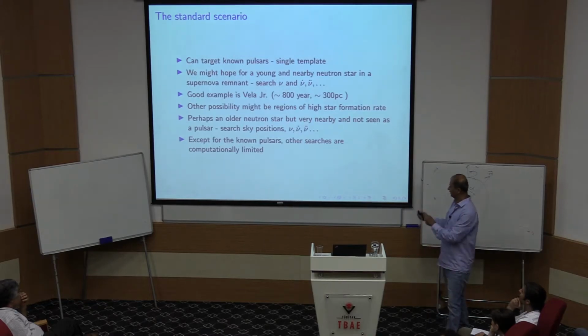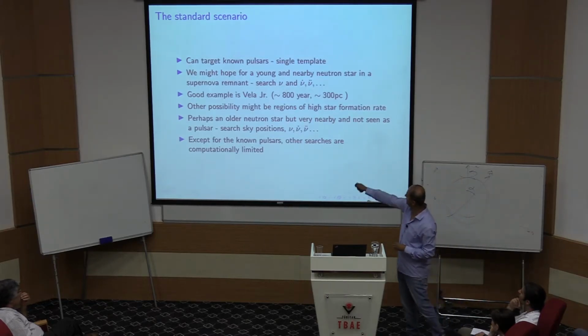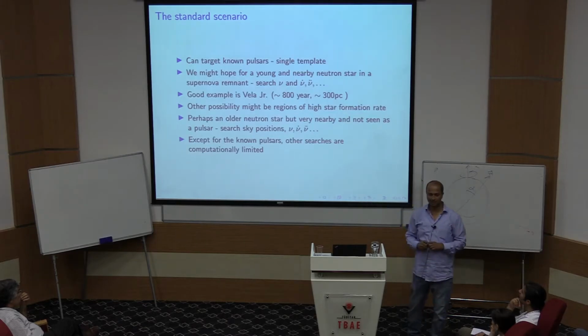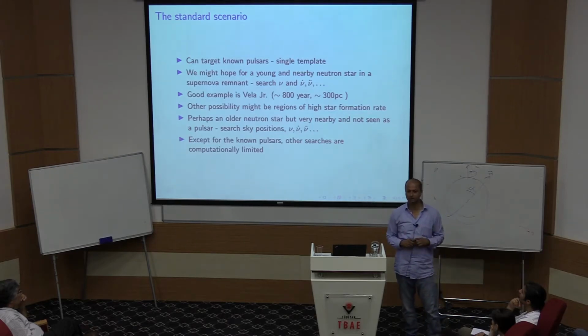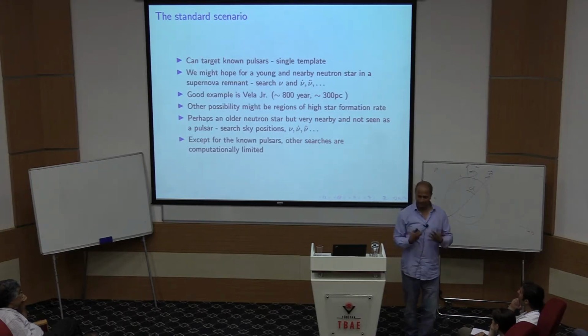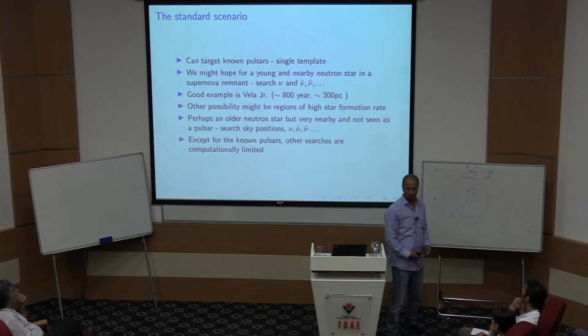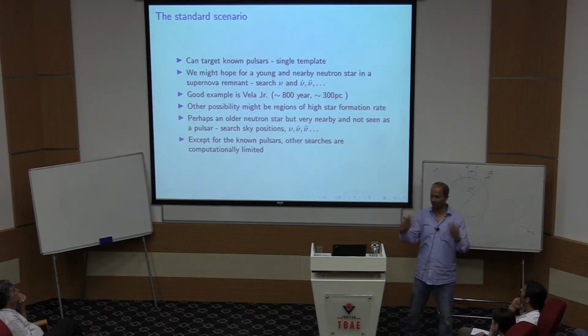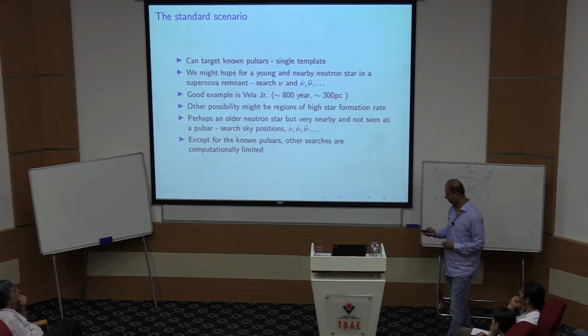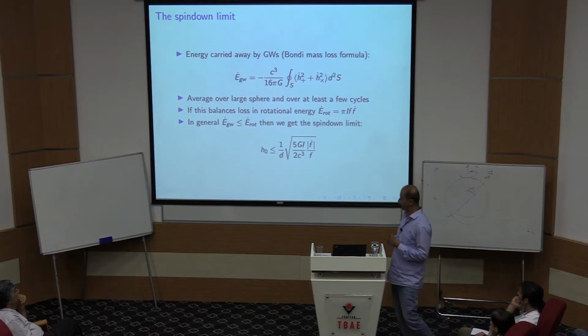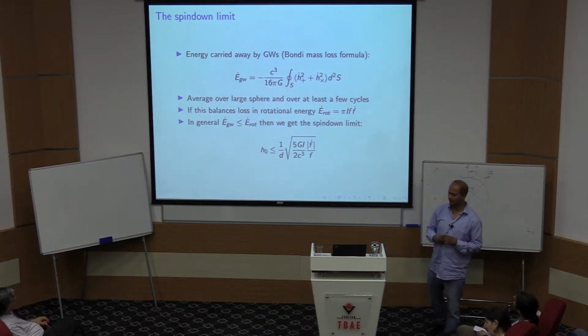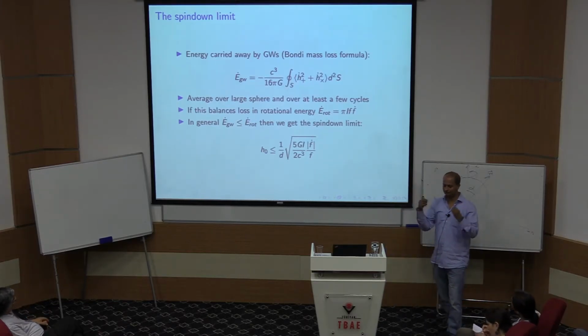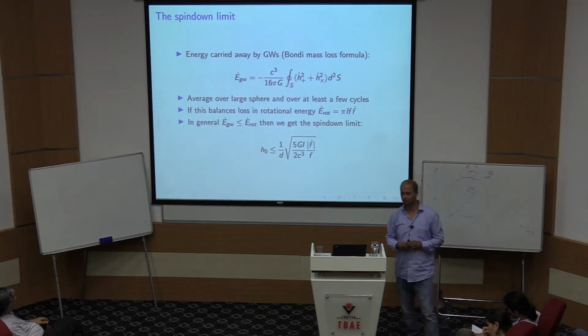Okay? And again, the important point, except for this simple case, for the known pulsars, all the others are limited computationally. So sadly, to find how high a mountain can be on a neutron star, we really have to spend a lot of effort on this computation problem. But we can do one thing. We can estimate what is the largest possible amplitude that we can get from a neutron star of this kind.